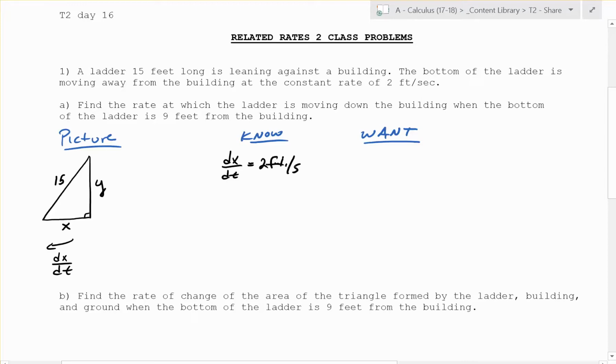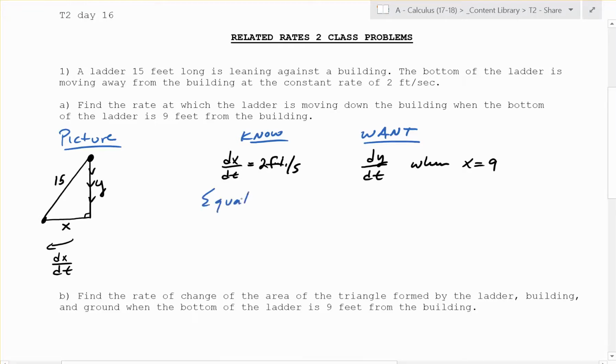Find the rate at which the ladder is moving down the wall, down the building, when the bottom of the ladder is 9 feet from the wall. So this is the top of the ladder, that's the bottom of the ladder. So how fast is it moving down when the ladder is 9 feet from the building? So we're looking for dy/dt, the rate of change of the height, when, what is true? When the ladder is 9 feet from the building, that would be this distance, when x is equal to 9.